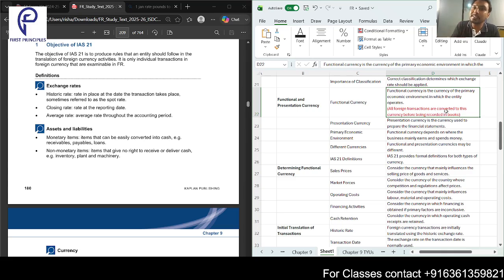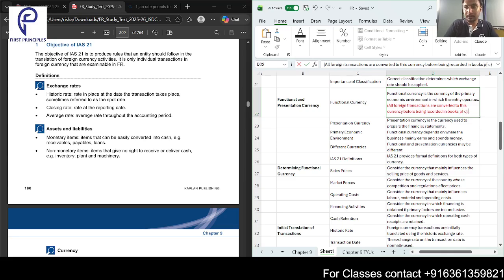So functional currency is that currency in which all foreign transactions are first converted to before being recorded in the books of accounts. Before being recorded in the books of accounts, all foreign transactions are first converted to a certain currency, and then they are recorded in the books of account. That certain currency is called functional currency. All foreign transactions are converted to this currency before being recorded in books of a company. Okay, so that is about this.